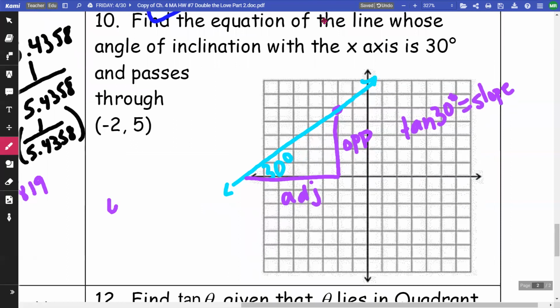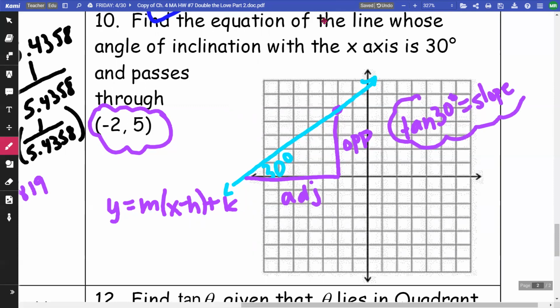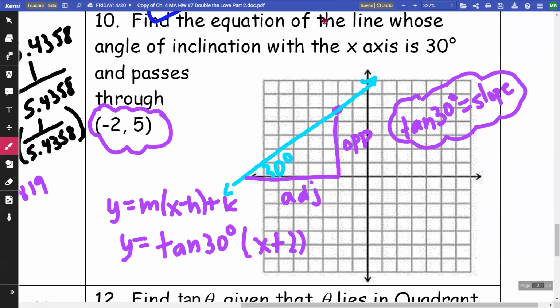I'm going to do it in this form. Y equals m times x minus h plus k, where h comma k is the point it has to go through, and m is my slope, which is going to be my tangent. So I'm going to get y is equal to tangent of 30 degrees times x, since that is a -2, it's now going to become a +2, +5.